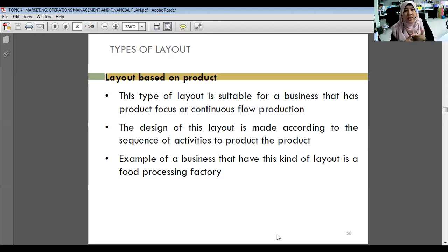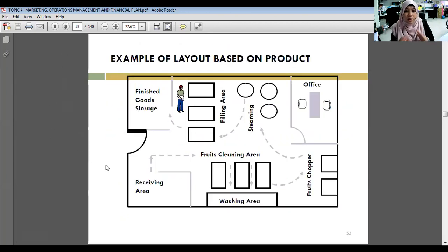The first is layout based on the products. As you can see, I just show you the diagram here. This is about fruit processing. We start with the receiving area of the fruits, the fruit cleaning area, then the washing area, the fruit chopper, and then steaming, cleaning area, and then the finished food storage. And yes, there will be an office there. So this is the example of the layout based on the product.